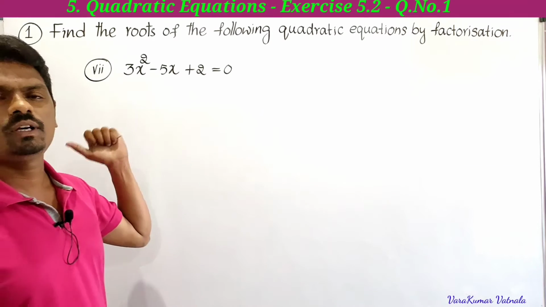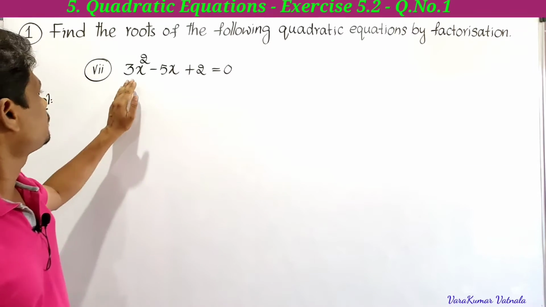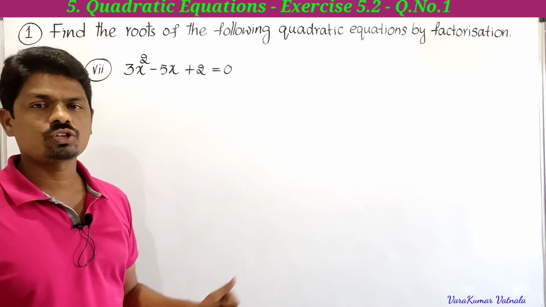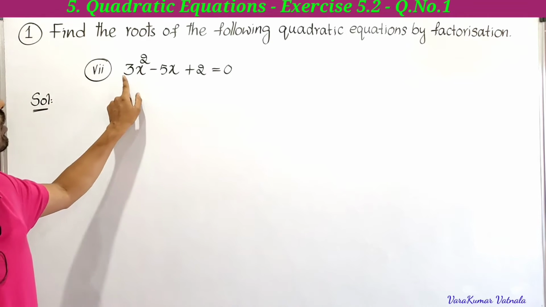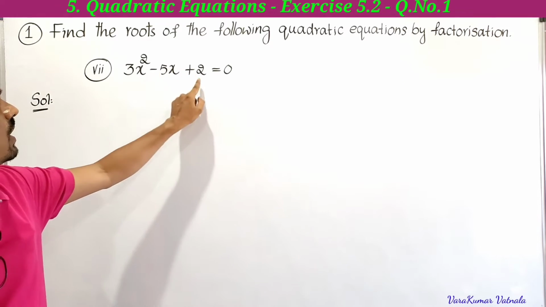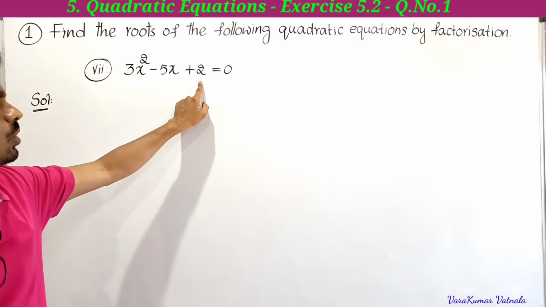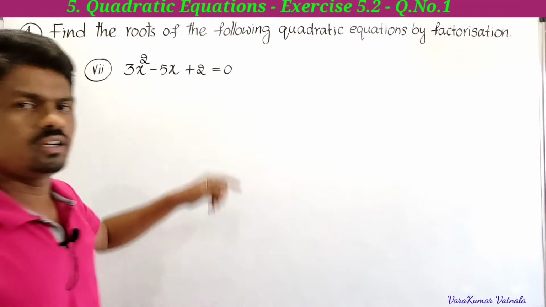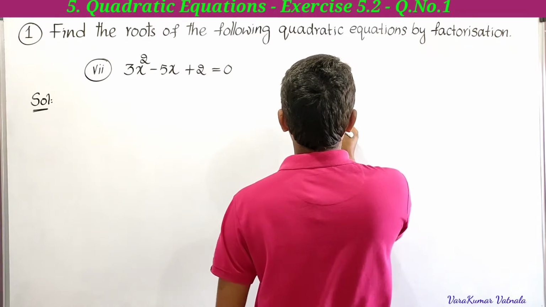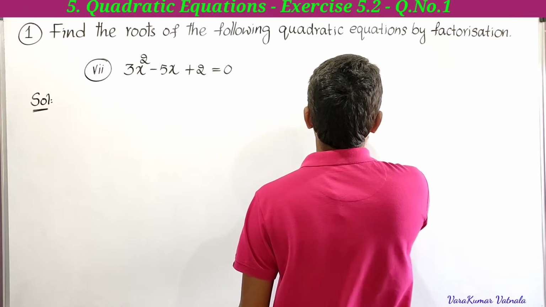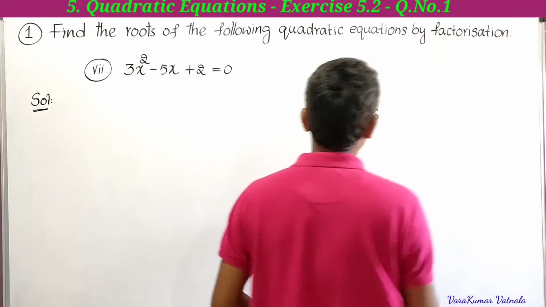This is the seventh bit in the first problem. 3x square minus 5x plus 2 equal to 0. So here x square coefficient is 3, x coefficient is minus 5, constant is plus 2. So multiply the coefficient of x square by the constant. So here 3 into 2. We get 3 into 2 is 6.